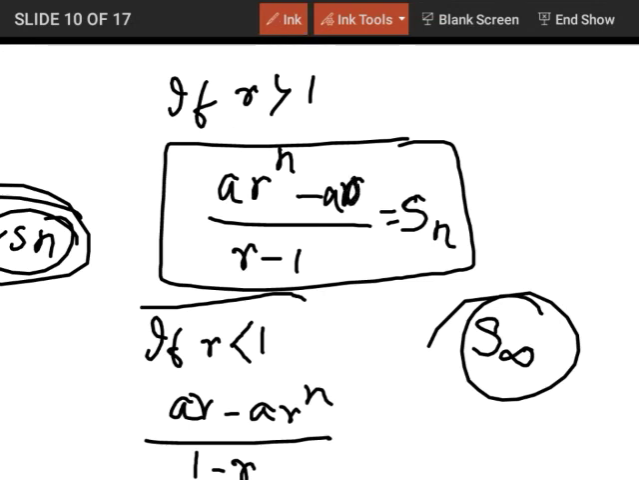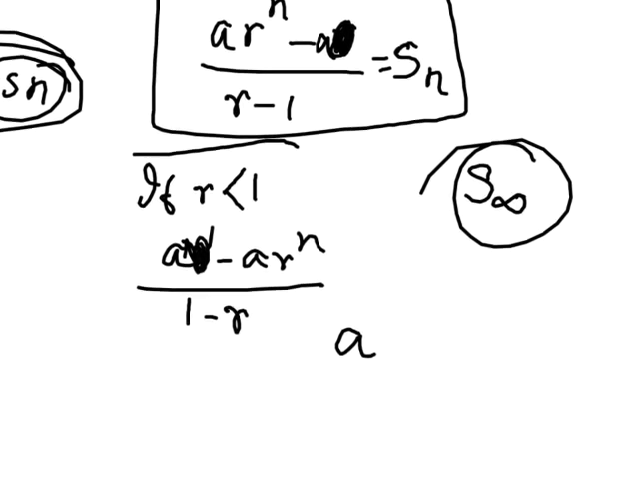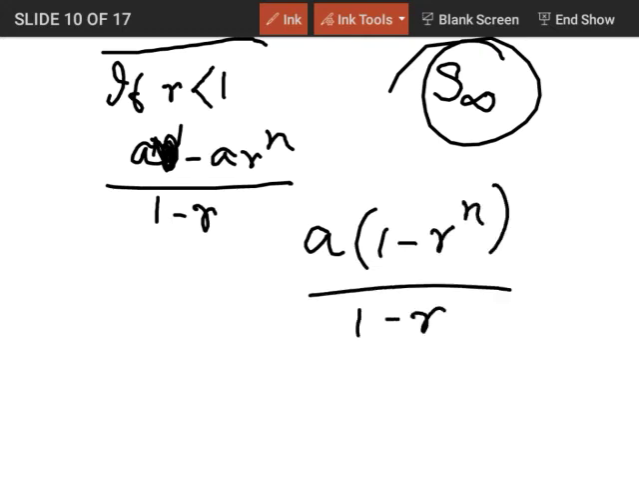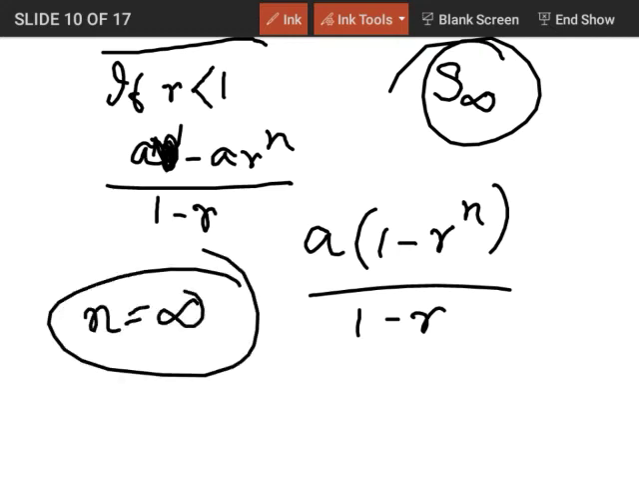So this will be ar. Here also this will be ar. Sorry for the mistake. Now if I take a common, so this will be 1 minus r^n upon 1 minus r. Now I said that n is infinity. If n is infinity, now you tell me, and r is less than 1. Okay, r is less than 1 and greater than 0.